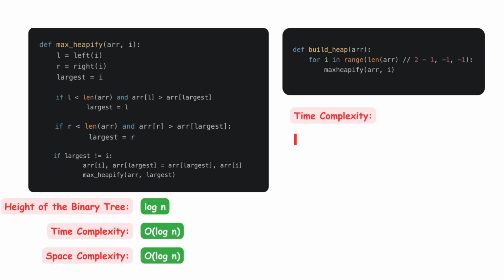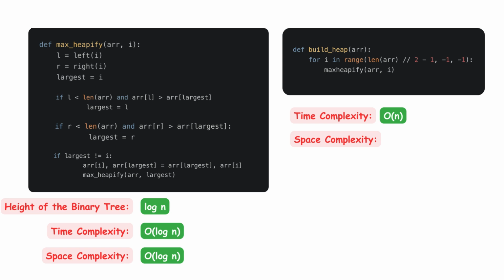Now let's talk about the time and space complexity of build max heap. At first glance, you might think that the time complexity of build max heap is O of n log n, since Heapify takes O of log of n and we call it on about half the nodes. But in reality, the total time is just O of n. And why is that? Because most nodes are near the bottom and require little to no work. Only a few nodes near the top take longer.